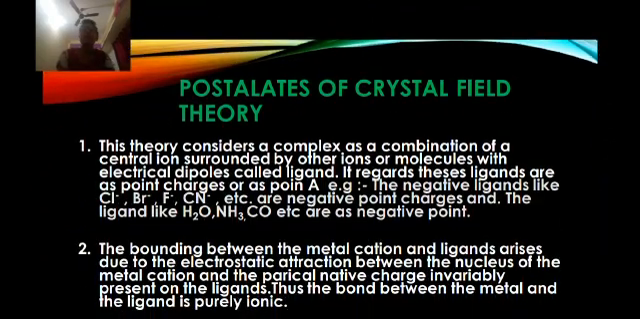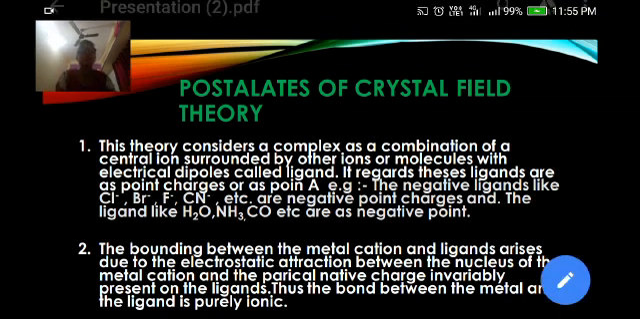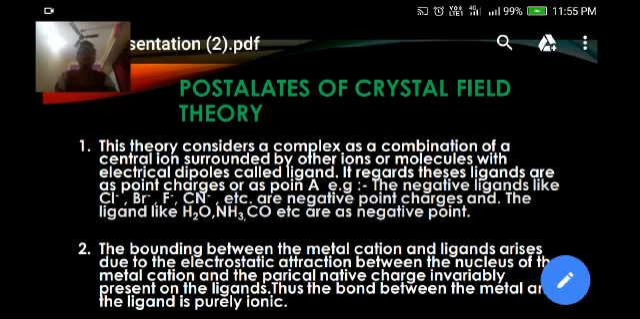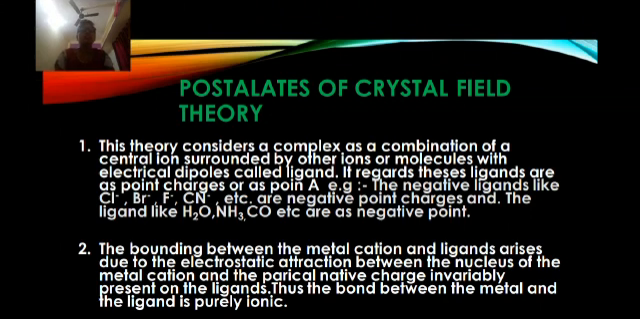Postulates of crystal field theory. This theory considers a complex as a combination of a central ion surrounded by other ions or molecules with an electrical dipole called ligands. It regards these ligands as point charges or point dipoles. For example, the negative ligands like Cl negative, Br negative, F negative, etc. are negative point charges, and the ligands like H2O, NH3, CO, etc.